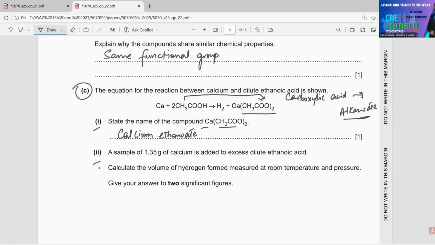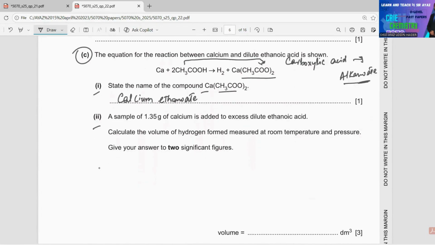Part 2. A sample of 1.35 gram of calcium is added to excess dilute ethanoic acid. Calculate the volume of hydrogen formed measured at room temperature and pressure. Give your answer to 2 significant figures. Now they gave us the mass of calcium and they are asking us to calculate the volume of hydrogen produced. If you look at the relation for calcium and hydrogen, it's 1:1. So 1 mole producing 1 mole. So if we have the moles of calcium, you can easily calculate the moles of hydrogen.